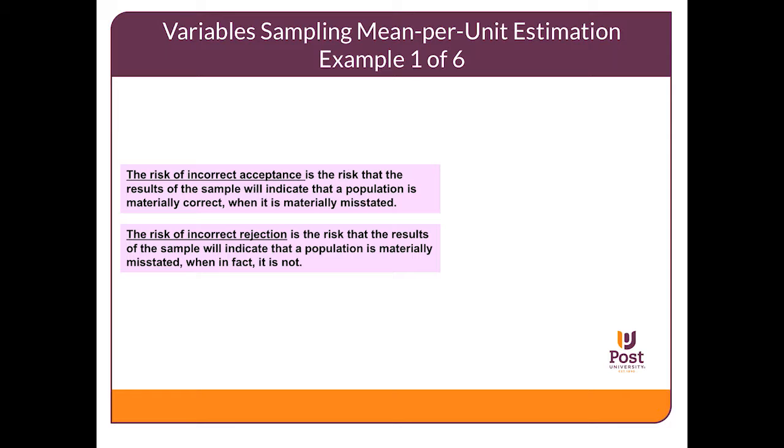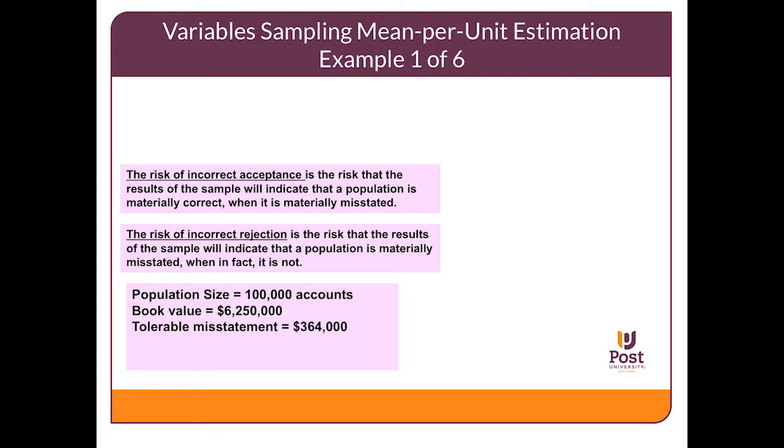For our example, population size will be 100,000 accounts. The book value of the population is $6,250,000. We set tolerable misstatement at $364,000. We set the sampling risk for incorrect acceptance at 5% and the sampling risk for incorrect rejection at 4.6%.